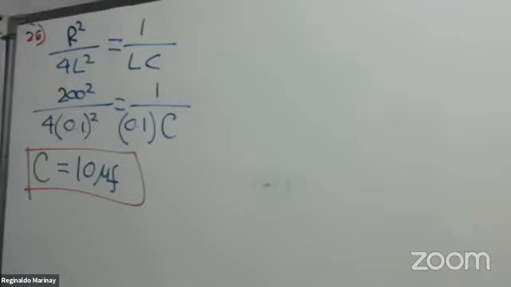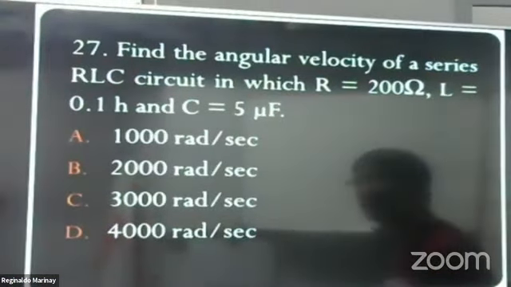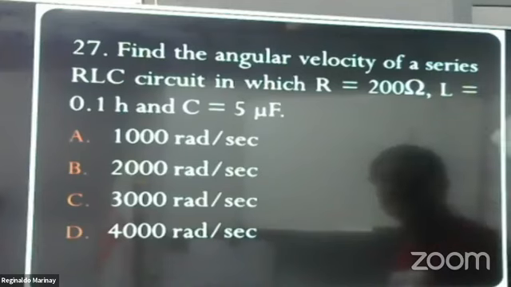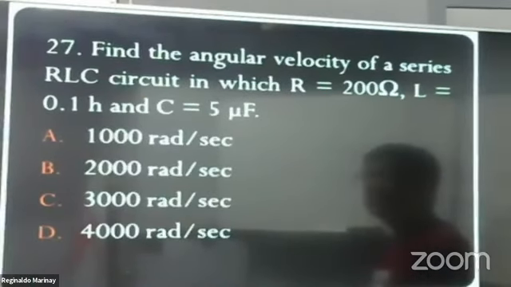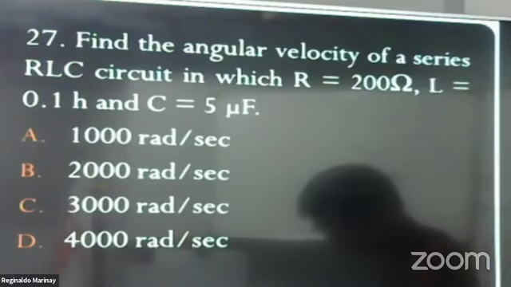Okay, next, number 27. Find the angular velocity of a series RLC circuit in which R is equal to 200, L is 0.1, C is 5 microfarad. So, we will solve that.